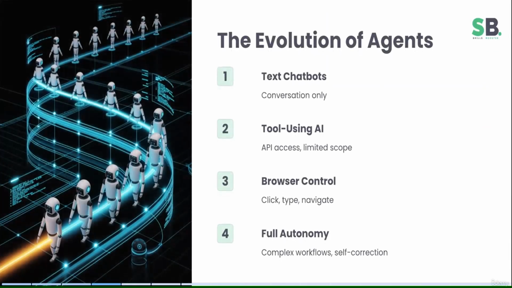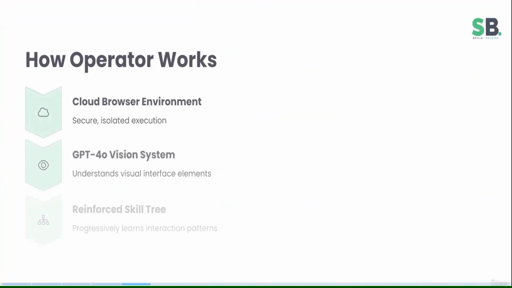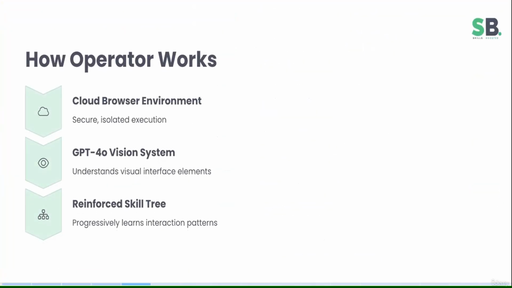If we talk about the evolution of agents, it all started with text chatbots, which were conversation only. After that, we had tool-using AI, with API access and limited scope, then browser control, which can click, type, and navigate, and then full autonomy, when we can go through complex workflows and self-correction. And of course, OpenAI Operator is about this.